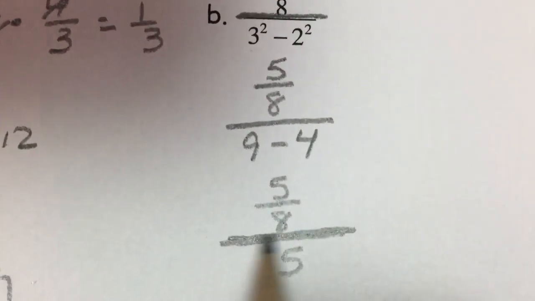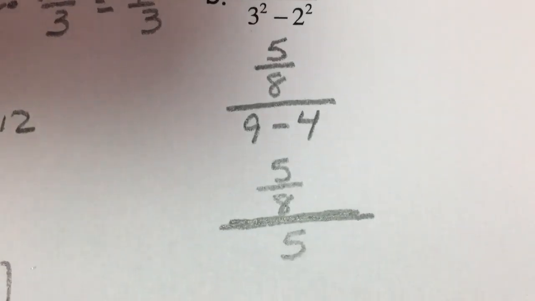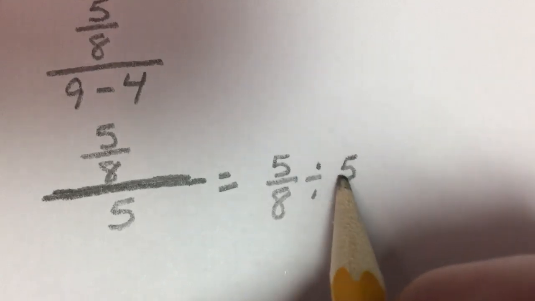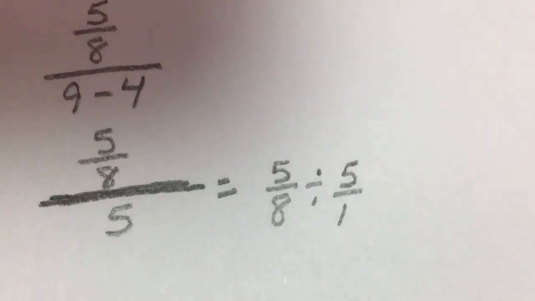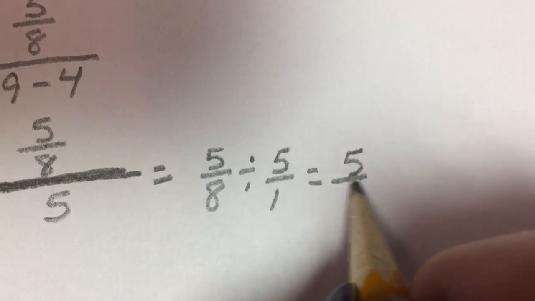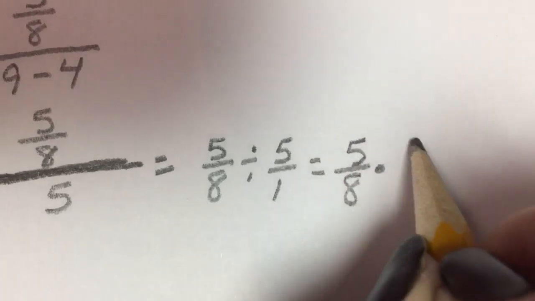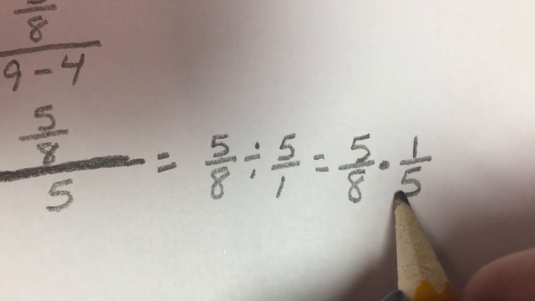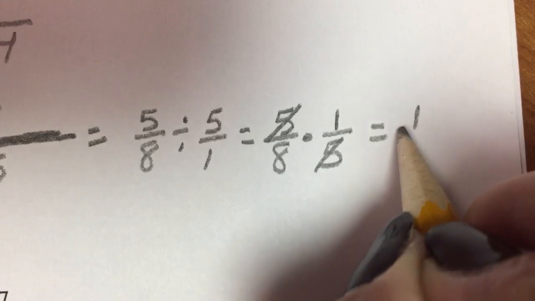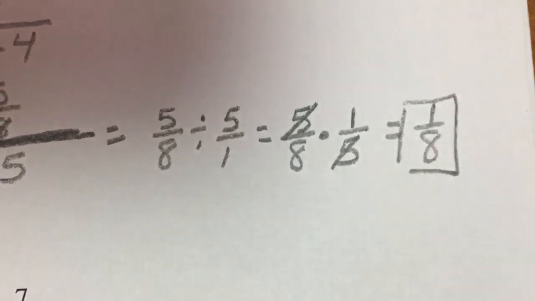So now let me remind you, this means division. So this problem is really a division problem. So let's go ahead and write it as a division problem. It would be 5 over 8 divided by 5, and let's put that over 1. Because now I have to flip the second fraction and multiply: 5 over 8 times 1 over 5. I can go ahead and cancel the 5's, and my final answer there is 1/8.